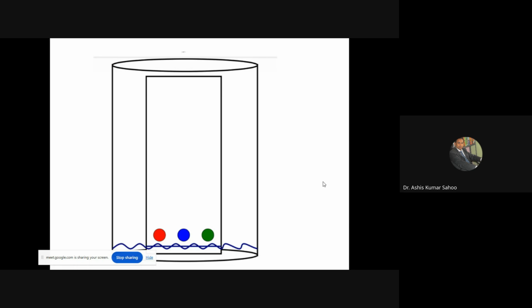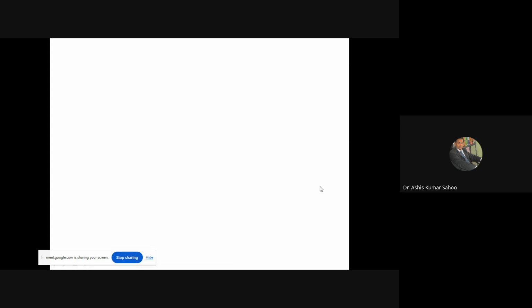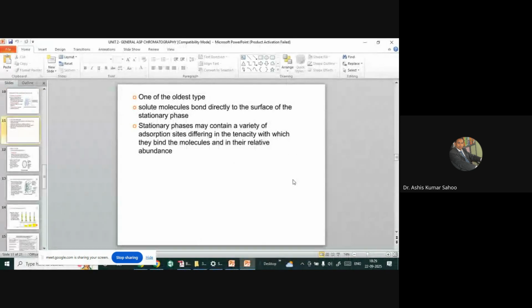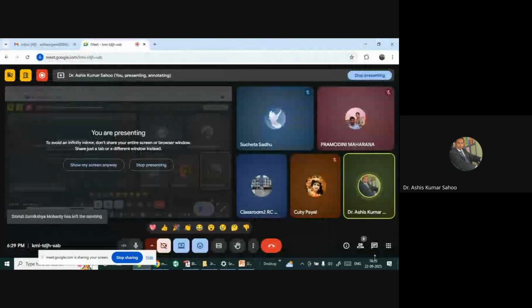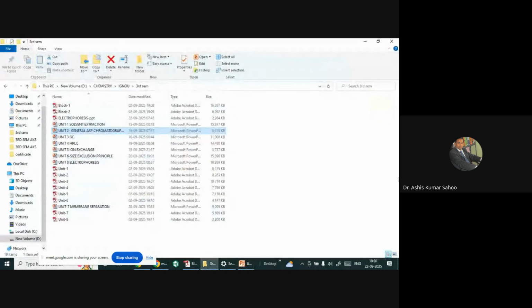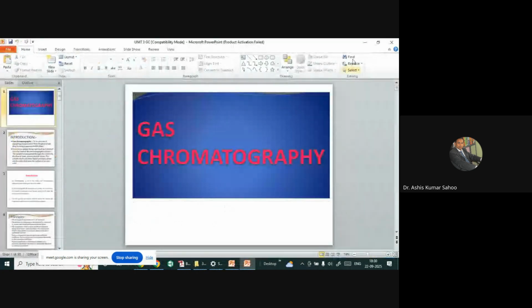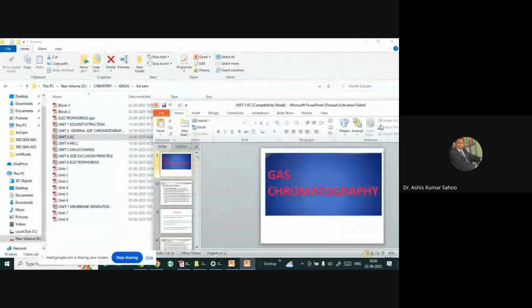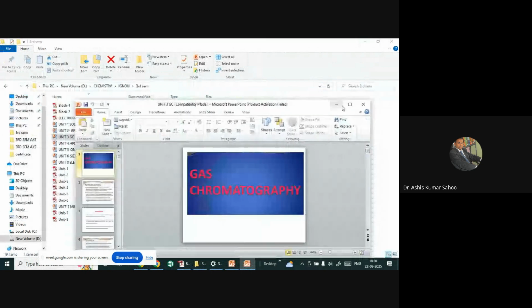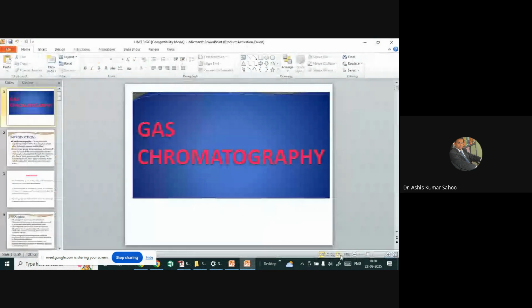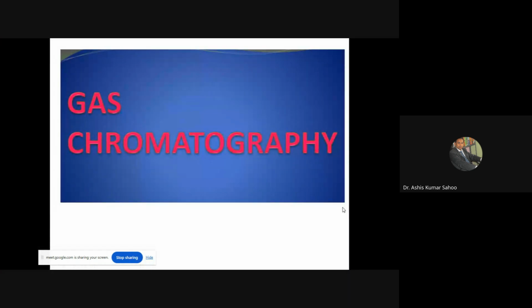So these are the basic concepts of chromatography. We'll see one by one. So let's see. First we'll start with gas chromatography. So what is gas chromatography?